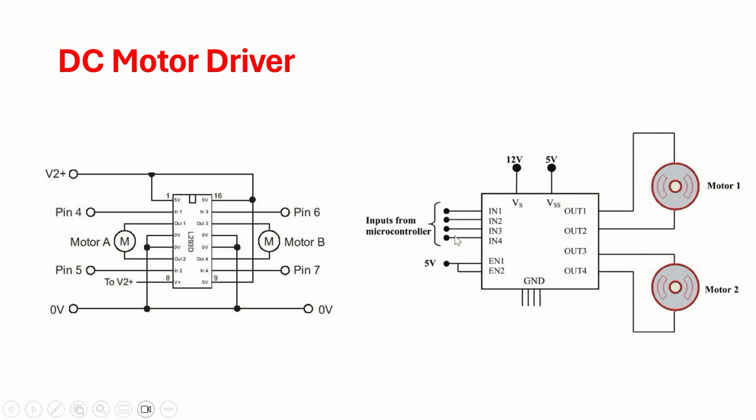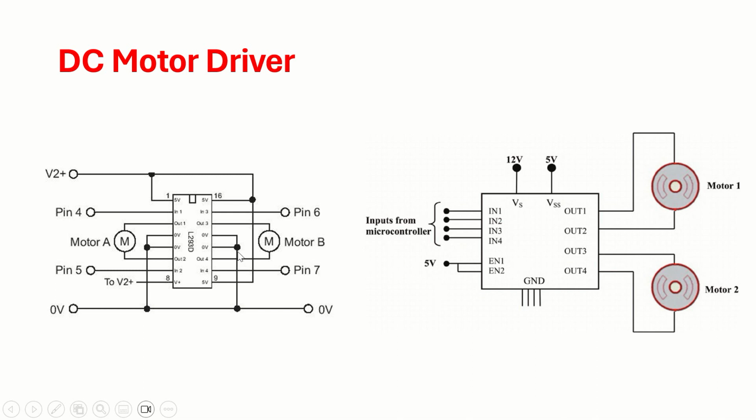Similarly, you have two more inputs, in 3 and in 4. If this is 0 and this is, let's say, 5 volts, the second motor will rotate in clockwise direction. Or if this is 1 and this is 0, the motor will start rotating in counterclockwise direction. And the enable 1, enable 2 are connected to VCC. However, instead of that, if you generate a PWM signal on enable 1, enable 2, then the speed of the motor can be controlled.